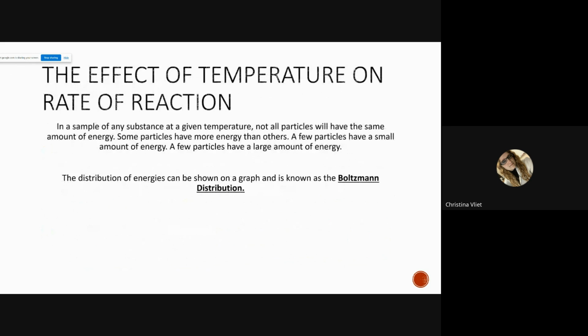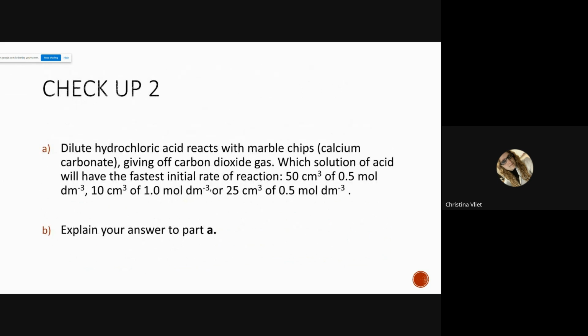So before we get to temperature, let's do one quick question on concentration. Dilute hydrochloric acid with marble chips, which are calcium carbonate, give off carbon dioxide gas. Which solution of acid will have the fastest rate of reaction? Take a look at the answer choices. We've got 50 centimeters cubed of 0.5 mol per decimeter cubed, 10 centimeters cubed of 1 mol per decimeter cubed, or 25 centimeters cubed of 0.5 mol per decimeter cubed. You just wrote down the answer with the arrows. What do you think it is?